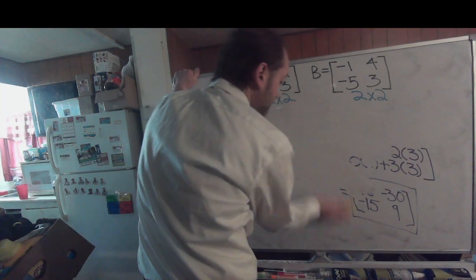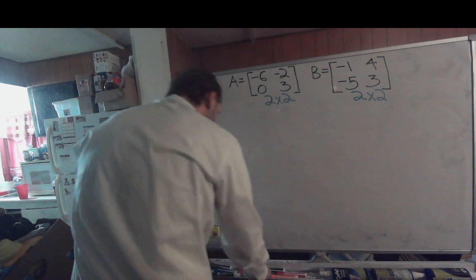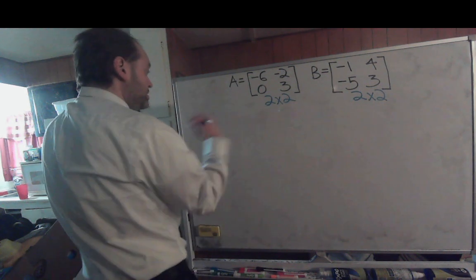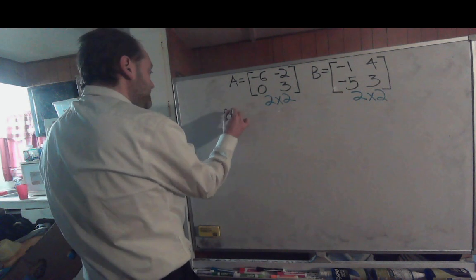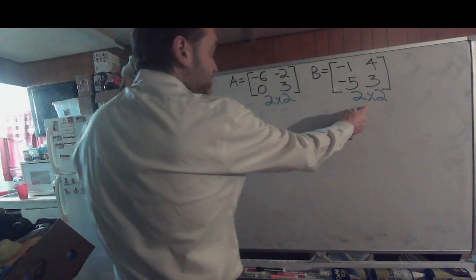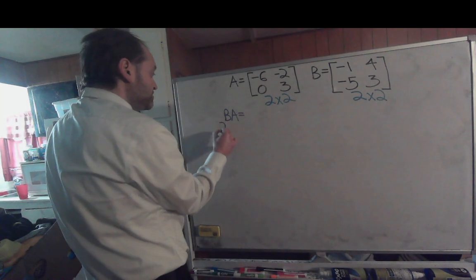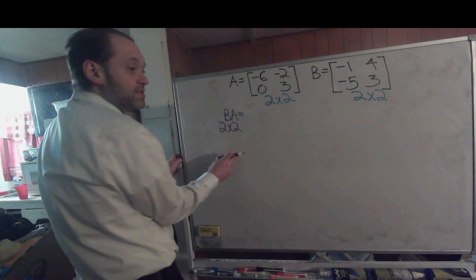Is B times A possible? Well, let's see here. Let's look at B times A very carefully. B is a 2 by 2. A is also a 2 by 2. Yeah, it's definitely possible. You should also get a 2 by 2 matrix for your result, but you're definitely going to have different numbers.